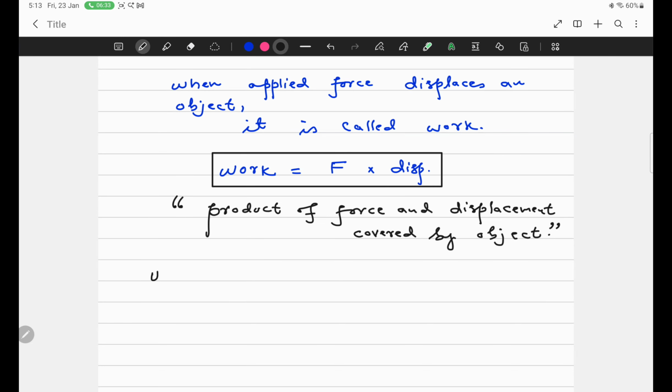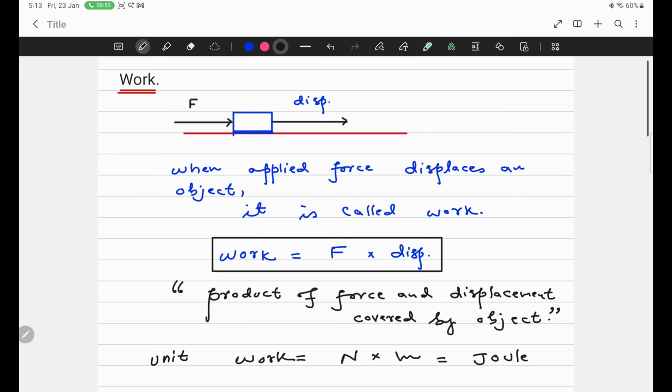Sir, what is the unit of work? Sir, the unit of work we can derive from the formula. Work is equal to force times displacement. Force is in Newton, displacement is in meter, but the unit of work is joule. Joule is the unit of work. So the first definition is completed, and the first definition of today's class is work.